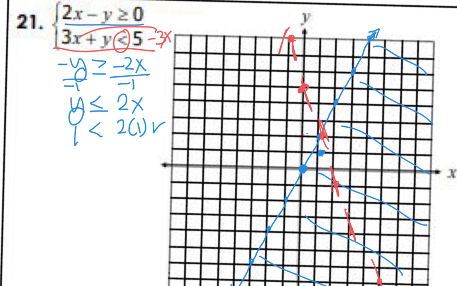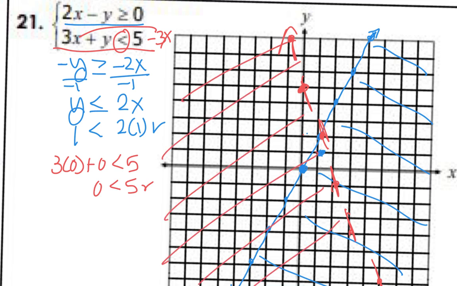Okay. And we can use the point 0, 0. So 3 times 0 plus 0 is less than 5. Yes, 0 is less than 5. That's true. So now this is everywhere this way. So my solutions lie in this area where both red and blue were drawn.